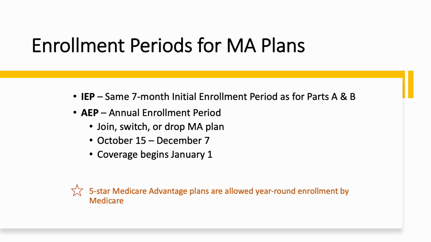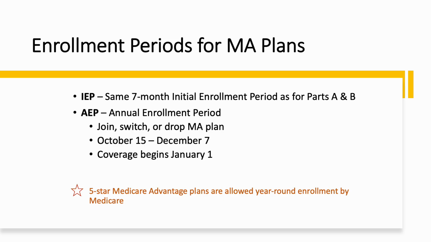You also have the opportunity to change your Medicare Advantage plan every year during the annual enrollment period, which is October 15th to December 7th. If you make a change during that period, the new plan or coverage will begin on January 1. So during that annual enrollment period, you can join, switch, or drop your Medicare Advantage plan.